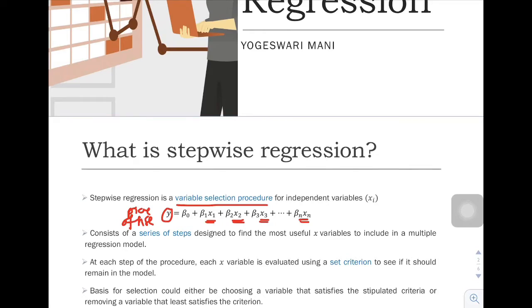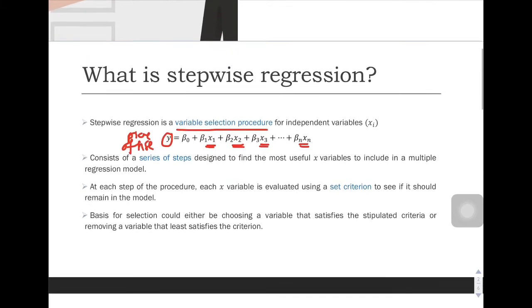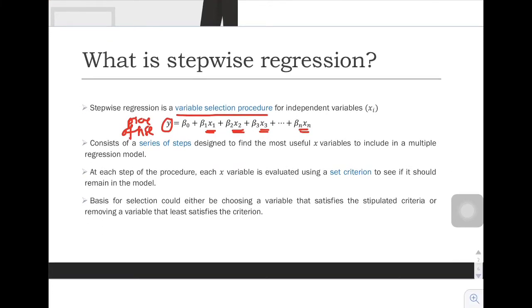Now, this stepwise regression consists of a series of steps designed to find the most useful x variables to be included in a multiple regression model. Why am I saying it's a multiple regression model? Because you have more than one independent variable. Now why are we comparing this with the multiple regression model?